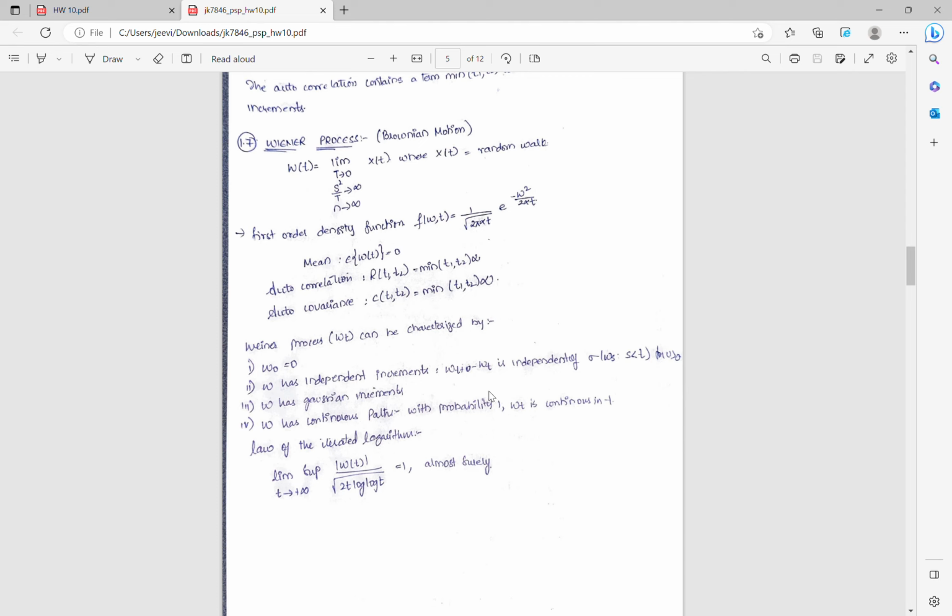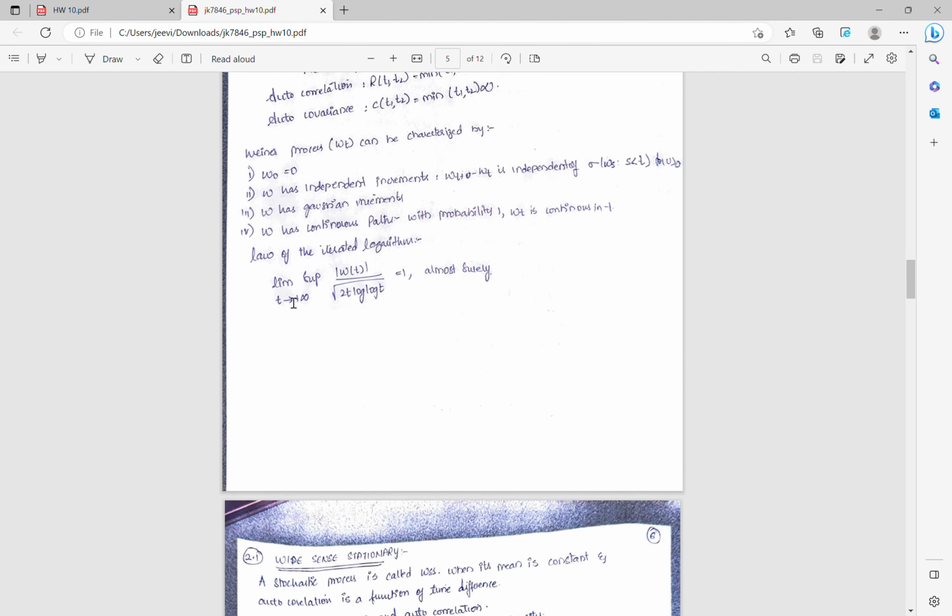A Wiener process has a few characteristics. Let's have a quick look at them. W of 0 is equal to 0. W has independent increments, it has Gaussian increments, and it also contains continuous paths. That is, by the law of the iterated logarithm, we can write it as the limit superior as t tends to infinity of w of t by root of 2 t log log t is equal to 1, almost surely. Therefore, this is the solving of the first question in homework 10.